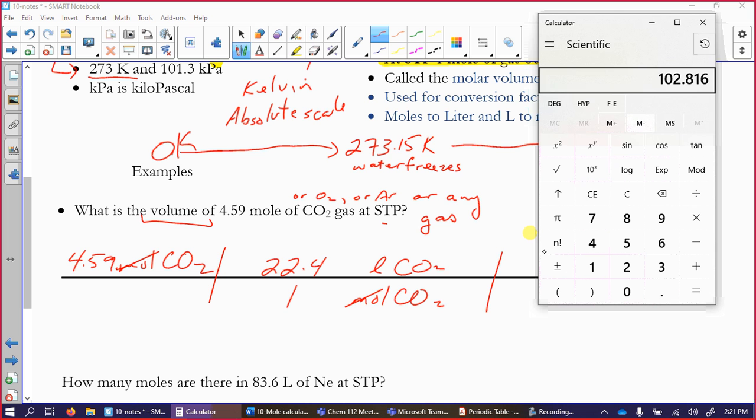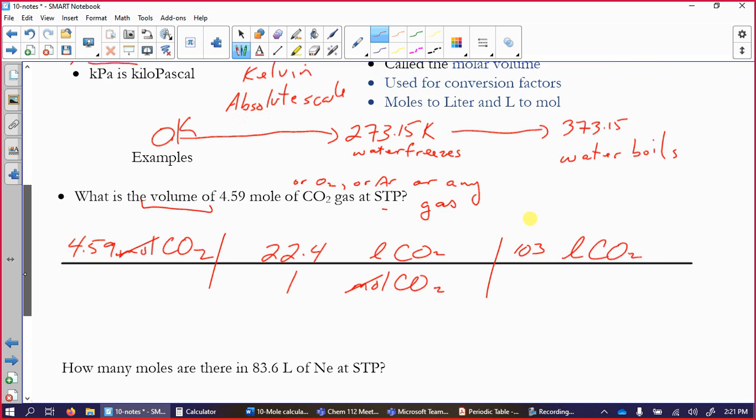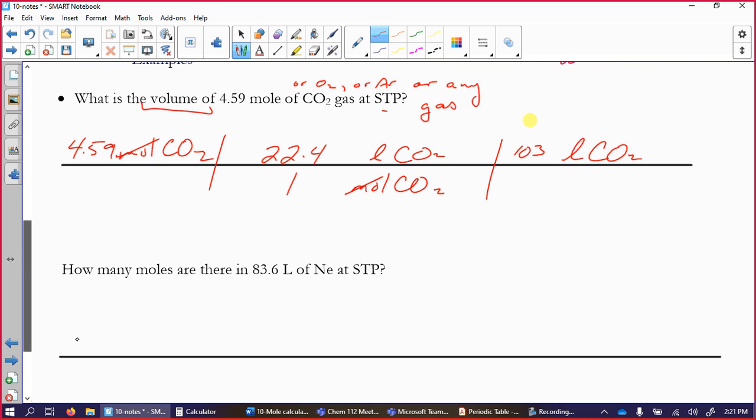Multiply significant figures, 10^3 liters. So none of these calculations are overly complex. I can do the same thing. How many moles are there? Liters of neon. How many moles of neon is that?